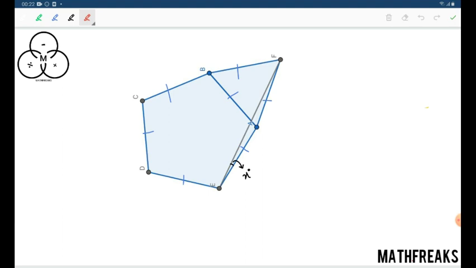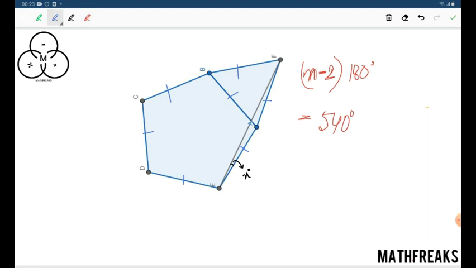What is the sum of angles in a pentagon? We know the formula: n minus 2 into 180 degrees, which will give us 540 degrees, putting n equals 5, since this is a pentagon.